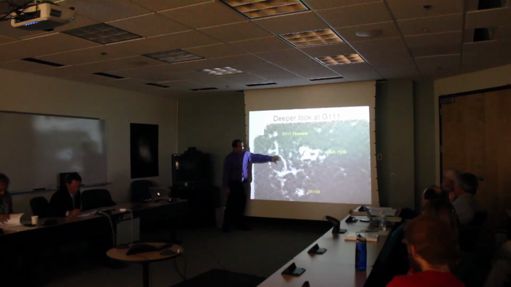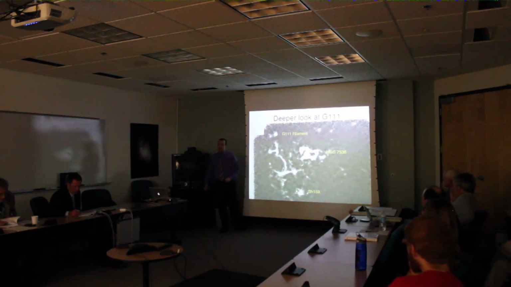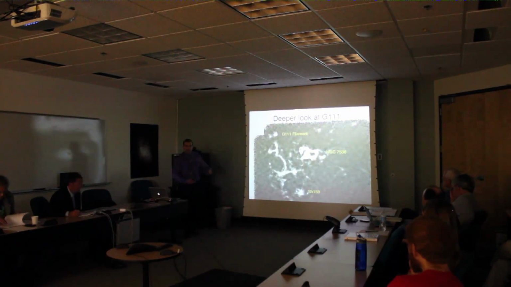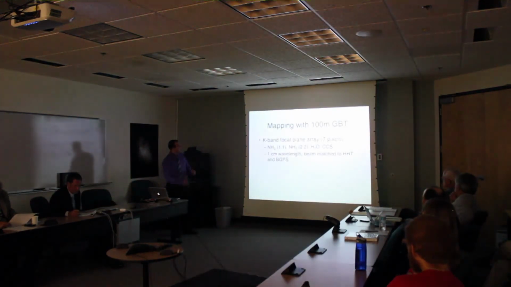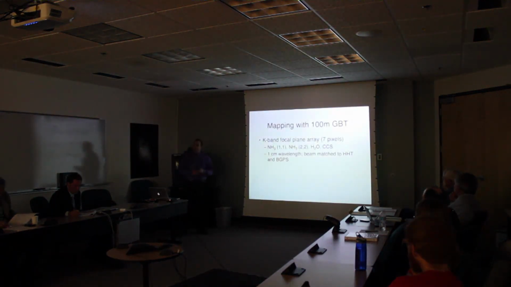There's a couple papers where they've done sort of pointed surveys of, oh, we found a couple bright objects. Let's just see if there's anything interesting there. And no one went much further. So what we did was we mapped this filament with the 100-meter GBT, the Green Bank telescope in West Virginia.